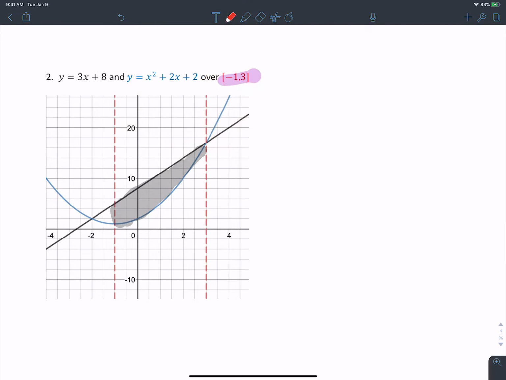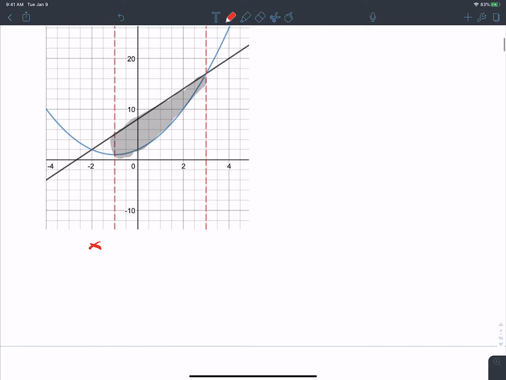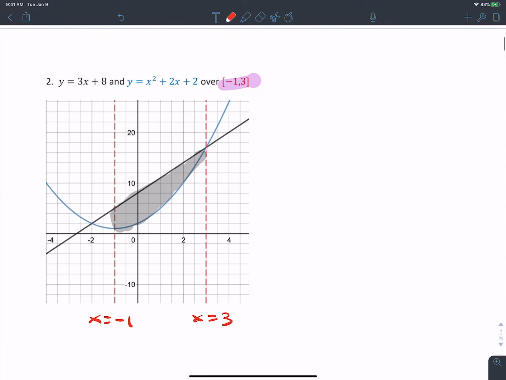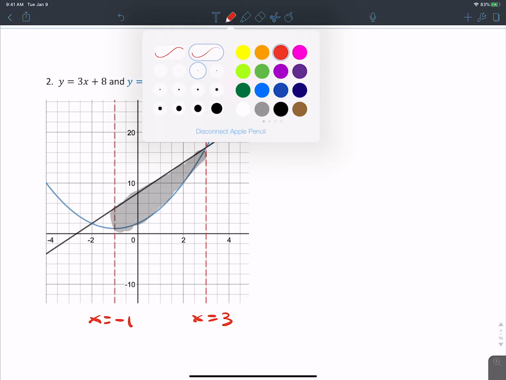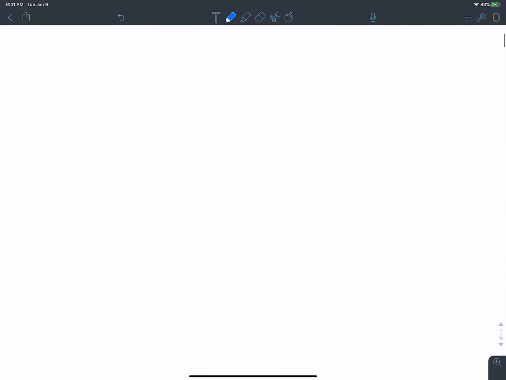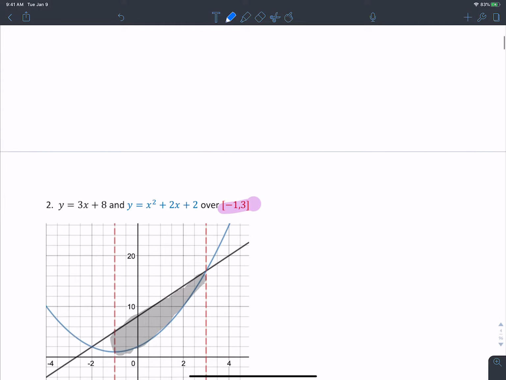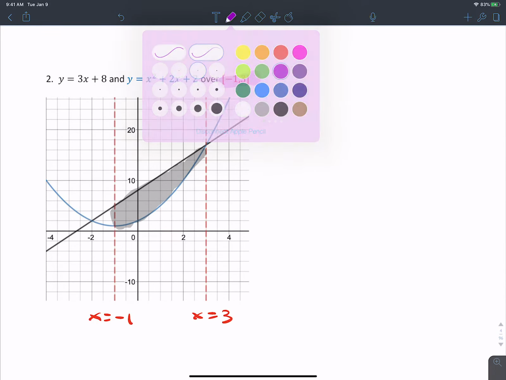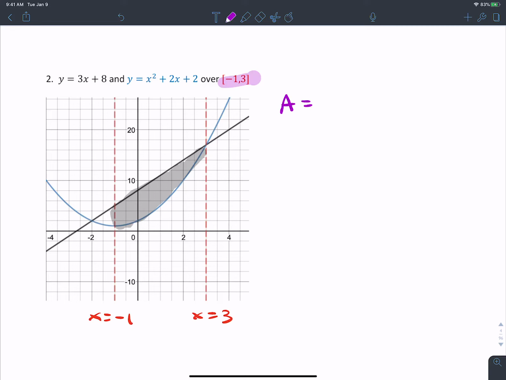So let's remember, this is the vertical line here of x being -1. This is that vertical line of x being +3. So they gave us this particular region here. We have to identify again how we perform this area. I don't know, how do you guys feel? Do you like the purple, or should we go blue? Purple? All right.